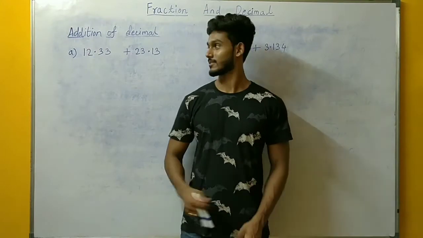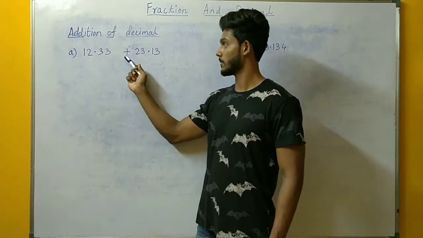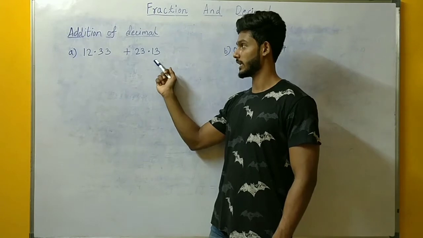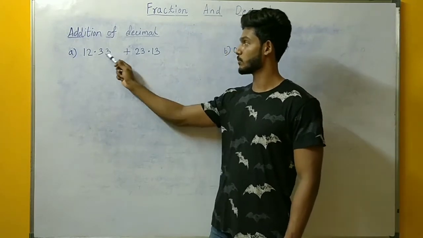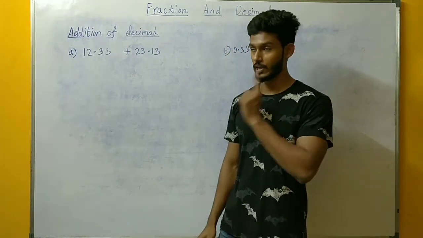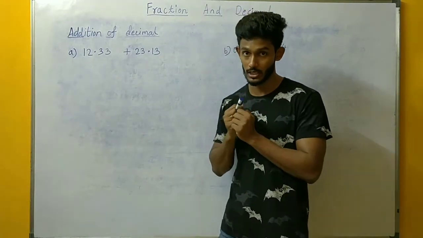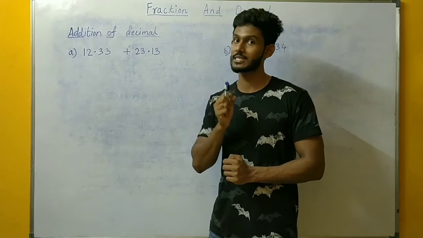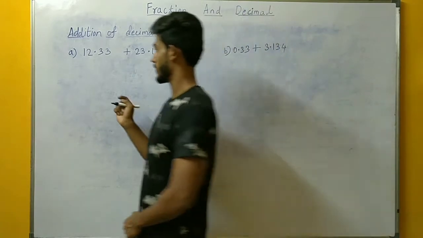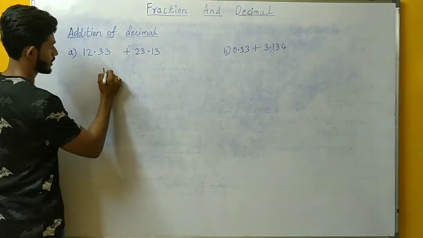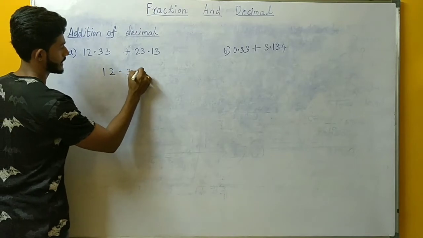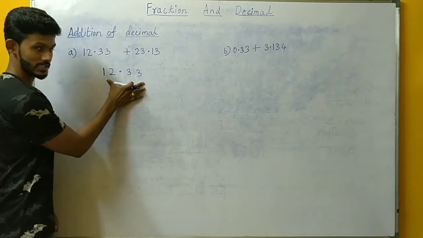Addition of decimals. 12.33 plus 23.13. Now in order to add these two numbers, the first thing we are going to do is write both numbers one below the other according to their place values. For example, 12.33. Now I have written this number first over here.